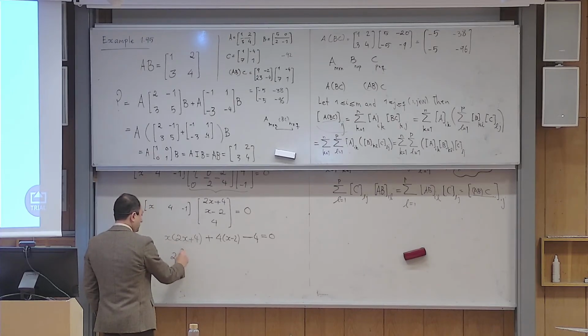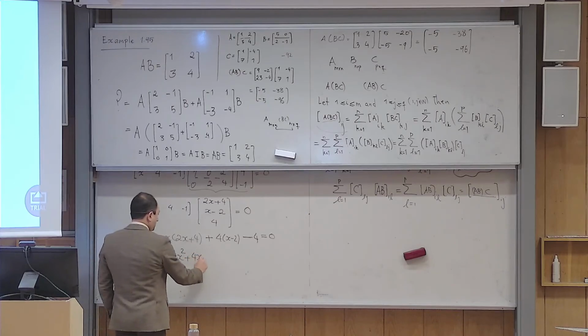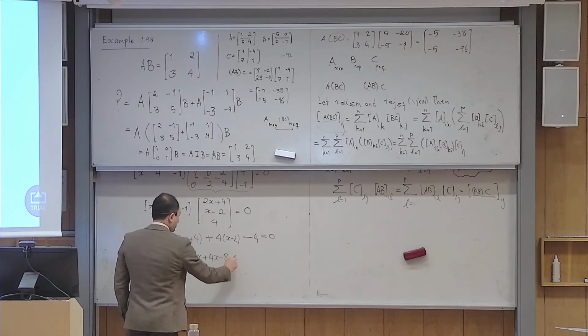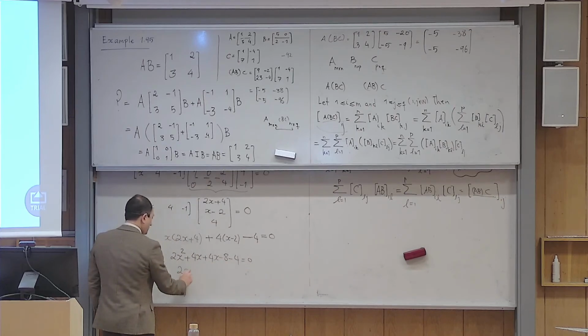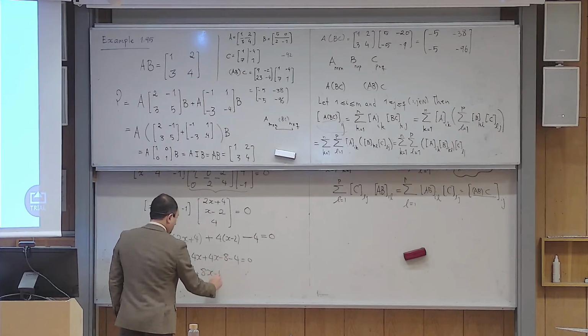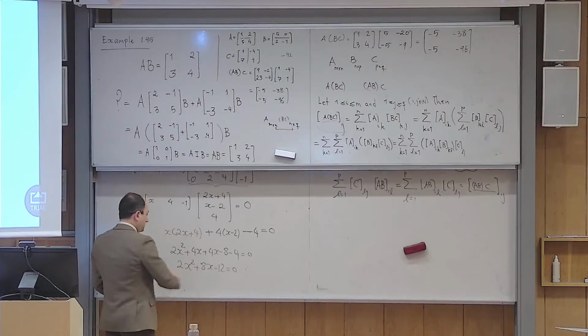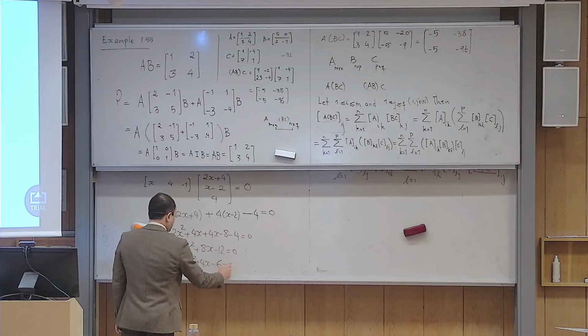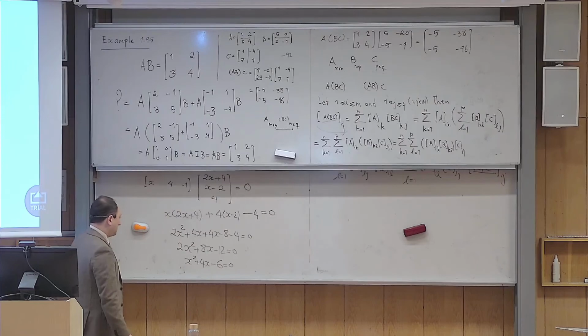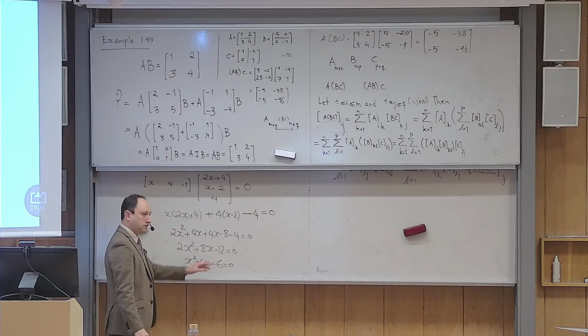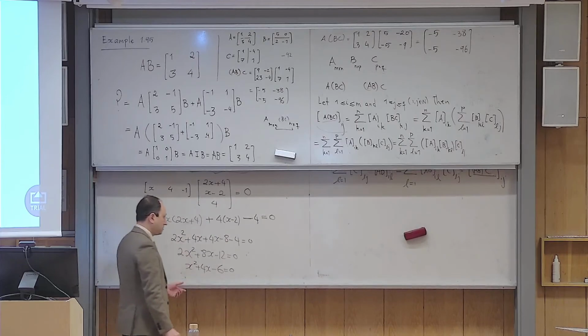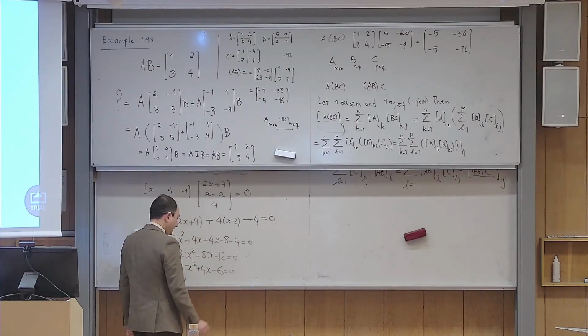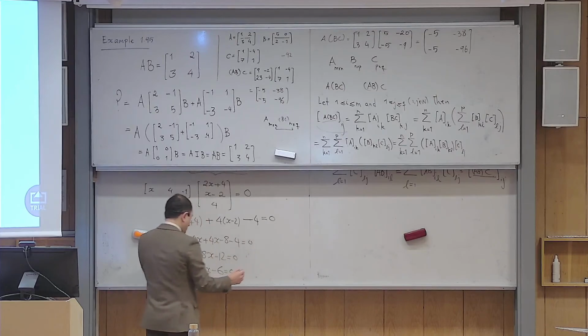So this becomes 2x squared plus 4x plus 4x minus 8 minus 4 equals 0. So 2x squared plus 8x minus 12 equals 0. But then I divide everything by 2 to make it simpler. So it doesn't look to be a friendly number. We need two numbers whose sum is 4 and the product is minus 6. I don't think we have them, so we just go to the ABC formula. We have them, but they are irrational numbers, so we cannot guess them. So I use the ABC formula.